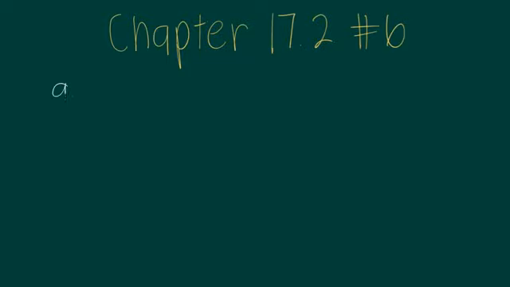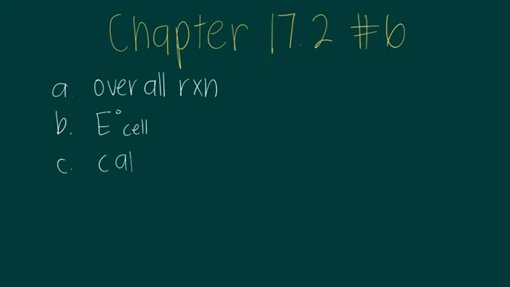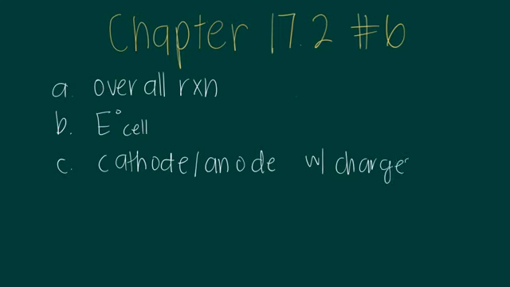And in this problem, it is asking us to find the overall reaction of a voltaic cell along with the standard cell potential. It is also asking us to determine the cathode and anode along with the charges of them. And finally, it is asking us to find the cell potential at non-standard conditions.